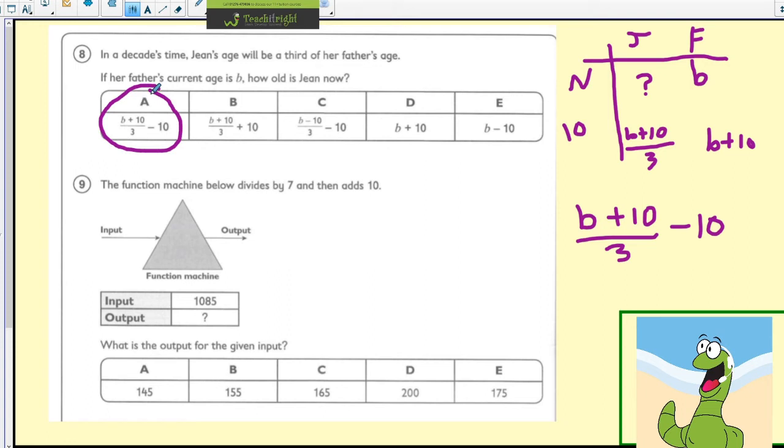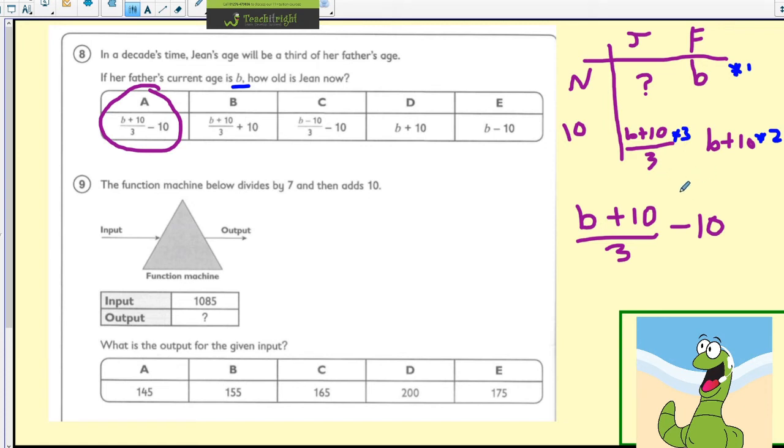So guys, with this one, bit of a confusing question to start with. I had to go through it step by step. Just go through the steps again. We start with B. Her dad's age is B. That's step 1. Next, we work out that it's in a decade's time, so her dad will be, whatever he was, B plus 10. So this is the father in 10 years' time. Then we work out that when her dad is B plus 10, she'll be a third, so she'll be divided by 3. So this was step 3.